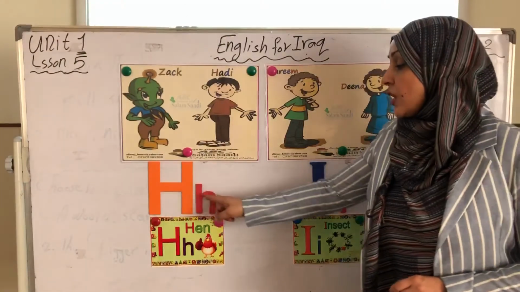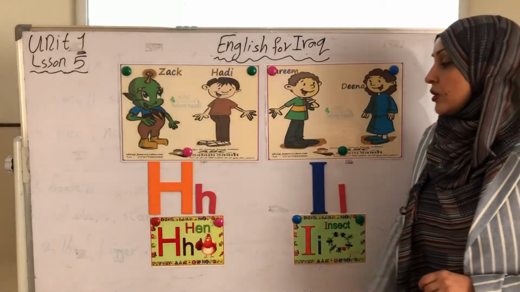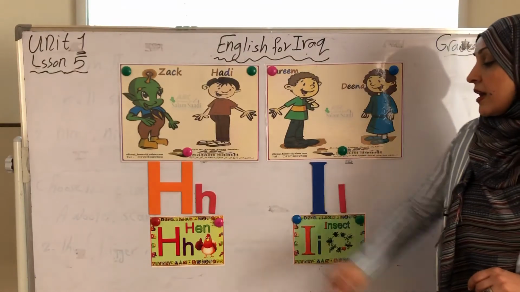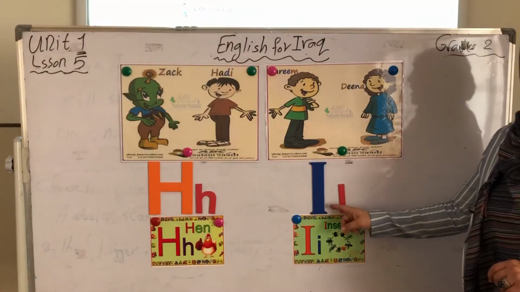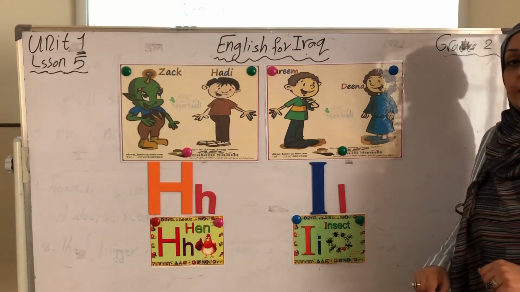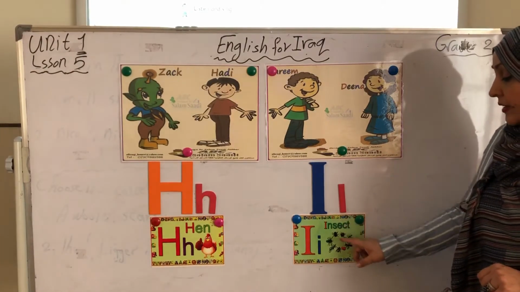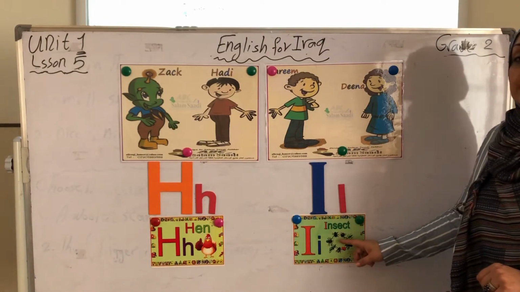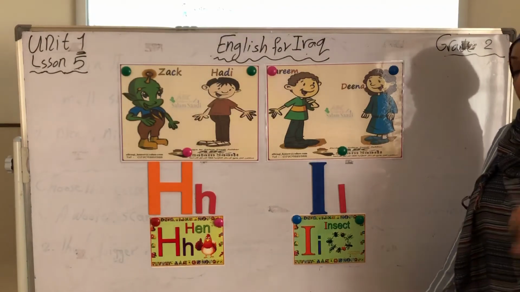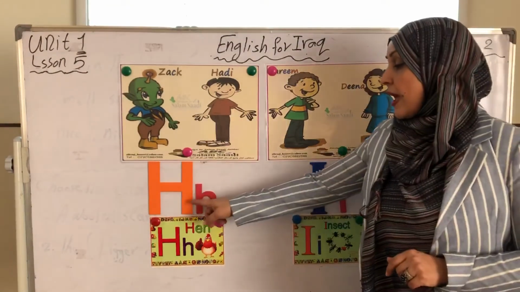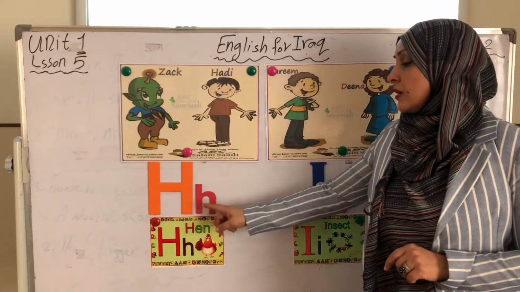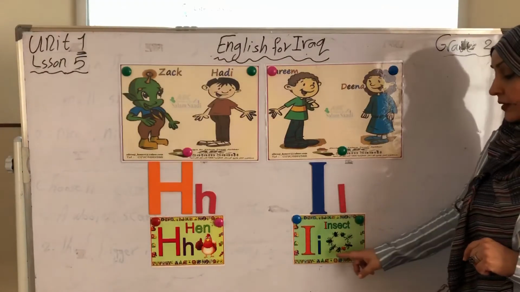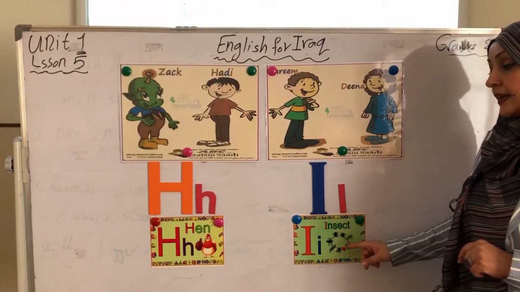H, H, good. Insect, I eat insect. I eat ice cream. Repeat. Repeat after me. H, h, hen. I eat insect.